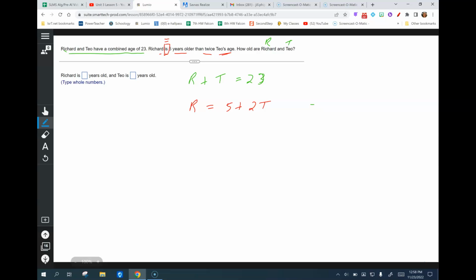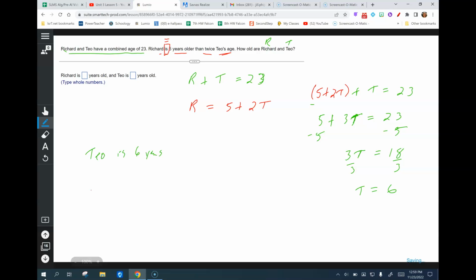Yay! Isn't this awesome? So we're just going to plug those in and solve it. Go! So did you get T equals 6? Good. Now we're going to take that, so that's Teo's age. So Teo is 6 years old. Okay, now we plug it in for Richard's. 5 plus 2 times 6, 5 plus 12, and we get 17. So Richard is 17. And before we would have had to symbolize all these different ways, but because we have 2 variables, it makes it awesome.